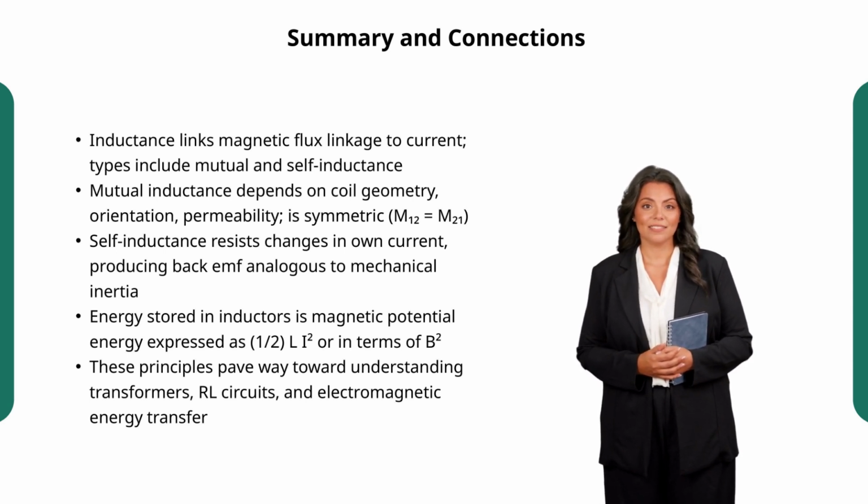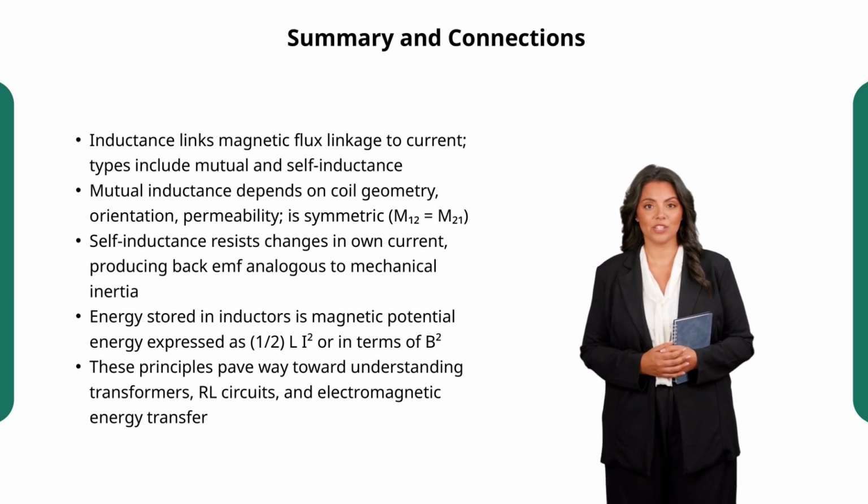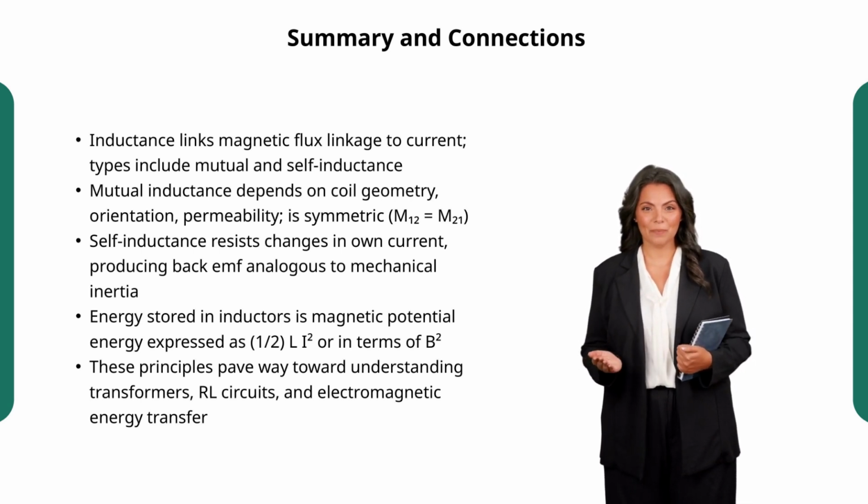Moving into self-inductance, we saw how a coil resists changes in its own current by producing a back EMF, functioning like electromagnetic inertia, mirroring mass in mechanics. This property plays a crucial role in circuit behavior by smoothing current variations. We also formulated the energy stored in inductors as magnetic potential energy, expressed through 1/2 Li squared, or equivalently in terms of the magnetic field squared and volume of the coil. Lastly, we compared magnetic and electric energy densities, reinforcing the unified nature of electromagnetic phenomena.